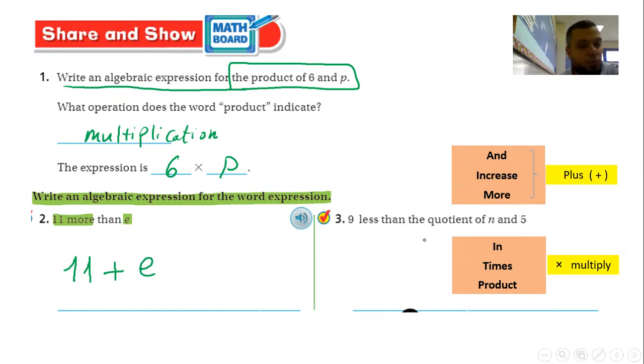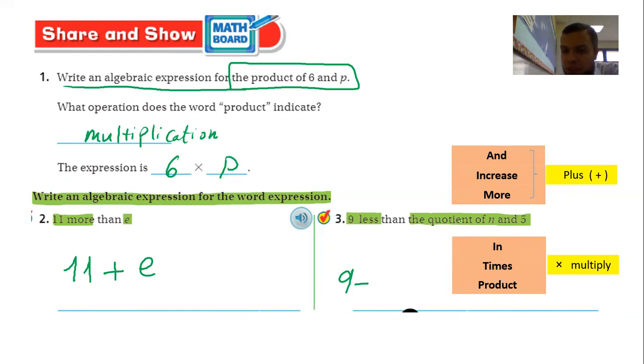Question 3. Let us see question 3. 9 less than the quotient of n and 5. 9 less, 9 minus, right? 9 less than the quotient of n and 5.